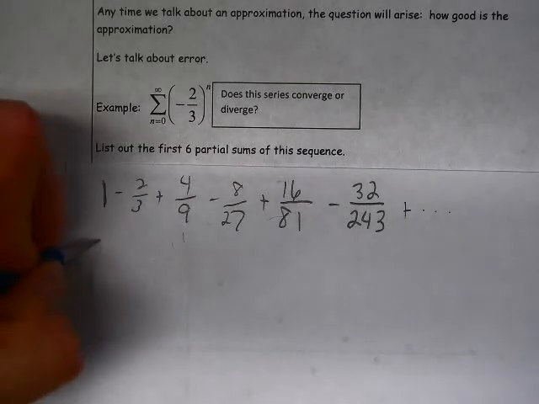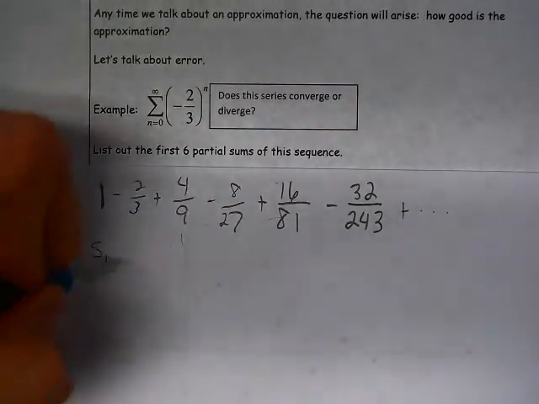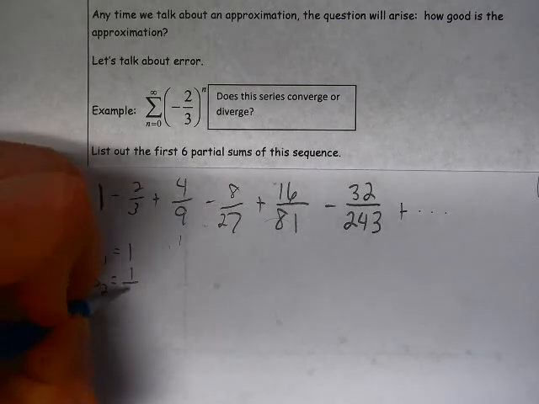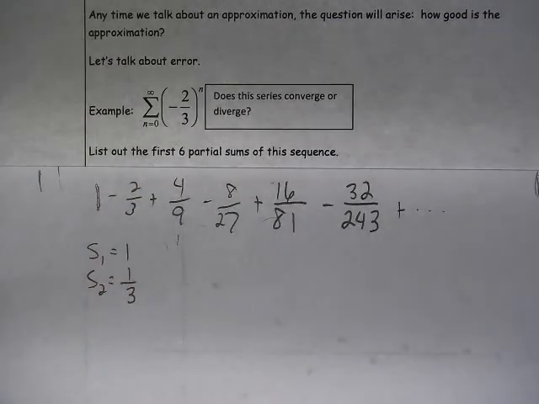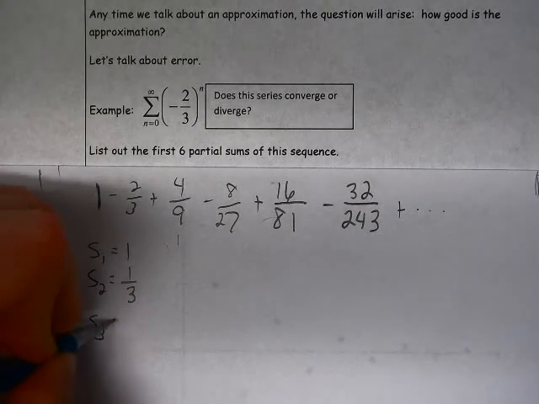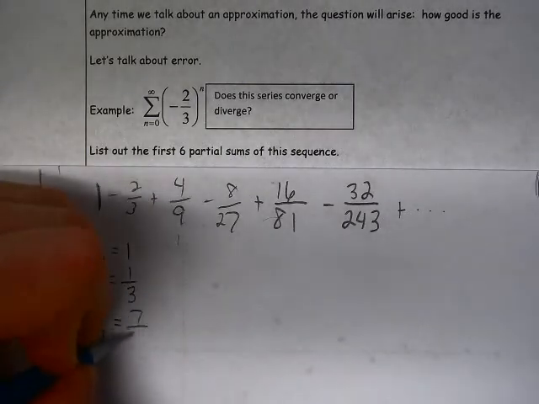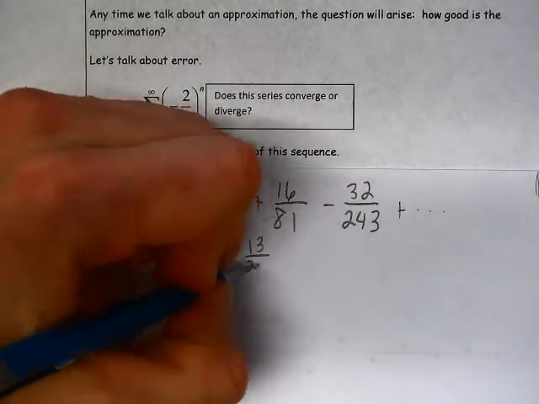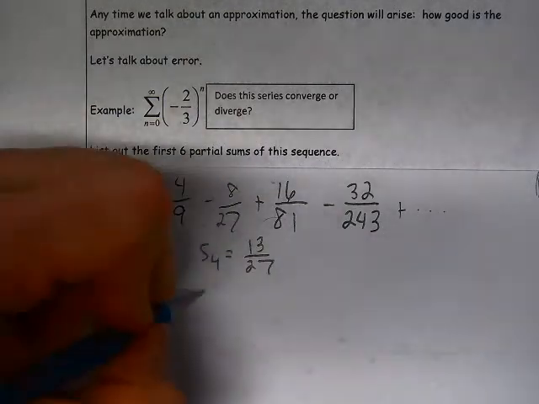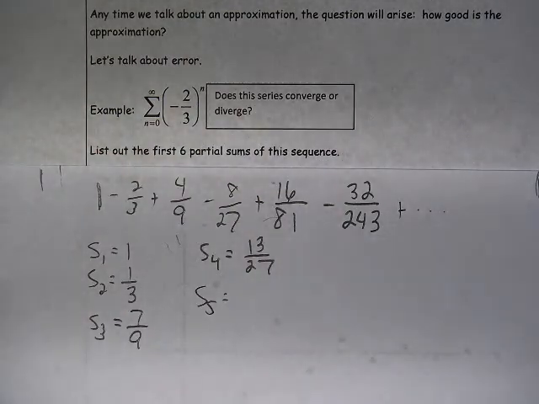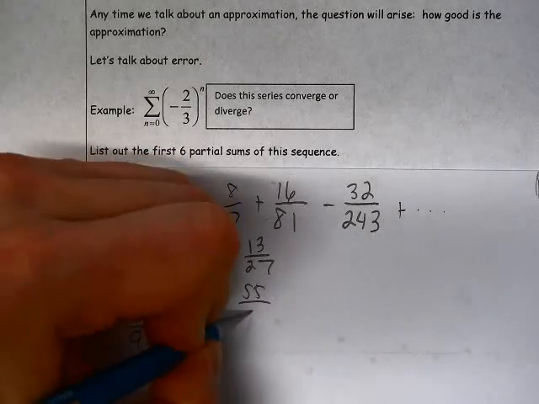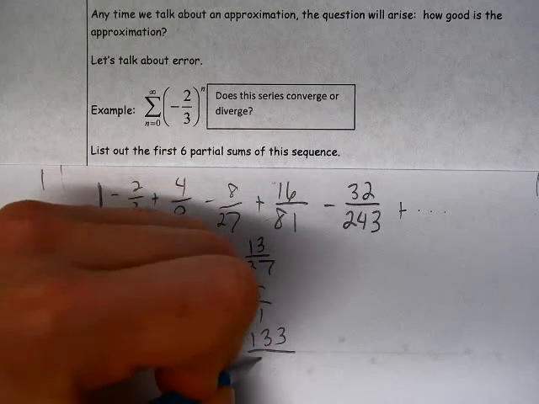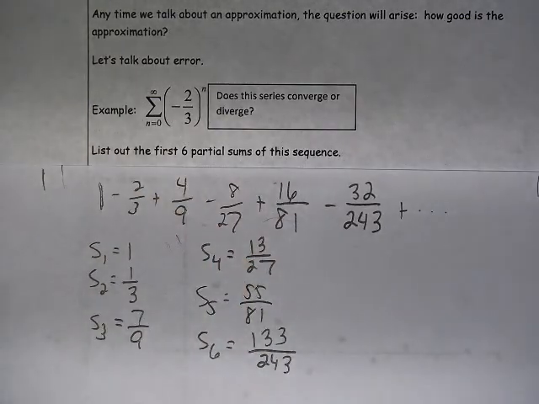All right, let's look at the partial sums. S sub 1 is 1. S sub 2 is 1/3. That's 1 minus 2/3. S sub 3 is 7/9. S sub 4 is 13/27. S sub 5 is 55/81, and S sub 6 is 133/243.